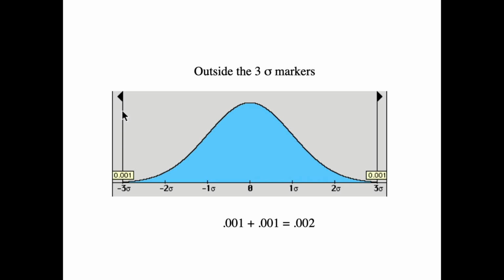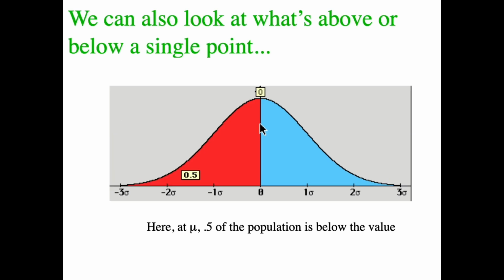Another thing we can do with these distributions is that we can also look at what's above or below a single point. So if I, for instance, just mark off right in the middle of the distribution at the mean, that means that above that point is 0.5 of the distribution, and below that is 0.5 of the distribution. So here at the mean, half of the population is below and half the population is above, right?